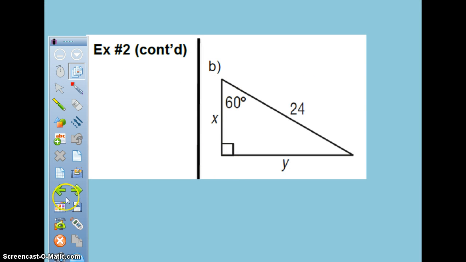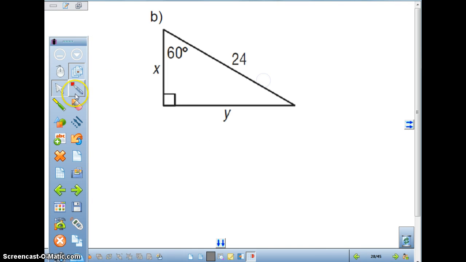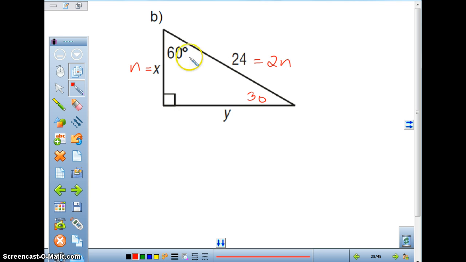My next example is a little more difficult, but still very simple. This is example B. And again, I see I've got 90, I've got 60, I've got 30. So my side opposite 30 is my n. My side opposite the 90 is 2n. And then by default, this is my n root 3 side.